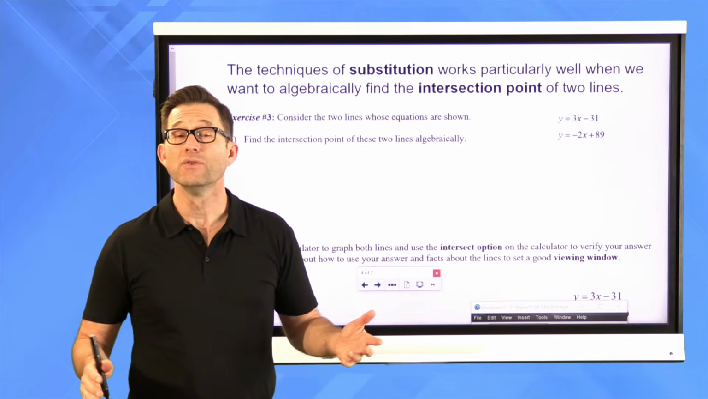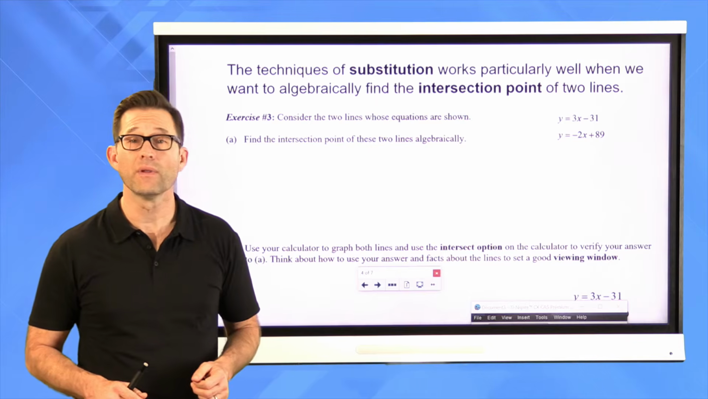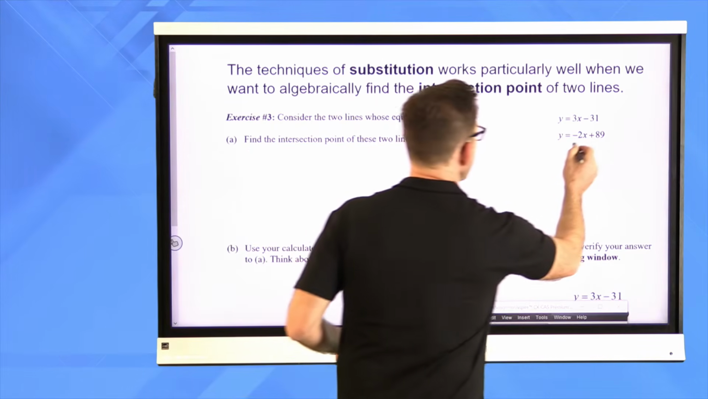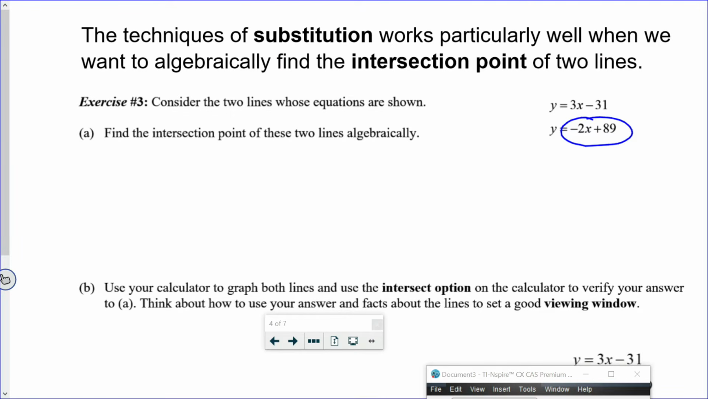All right, just like exercise 2, letter A, because both of these equations are solved for y, I can substitute either one of them into the other one. Actually, I think I'm going to do it the other way around. I'm going to keep that 3x minus 31 on the left and substitute that down here. It really doesn't make any difference, but I'll have 3x minus 31 is equal to negative 2x plus 89.